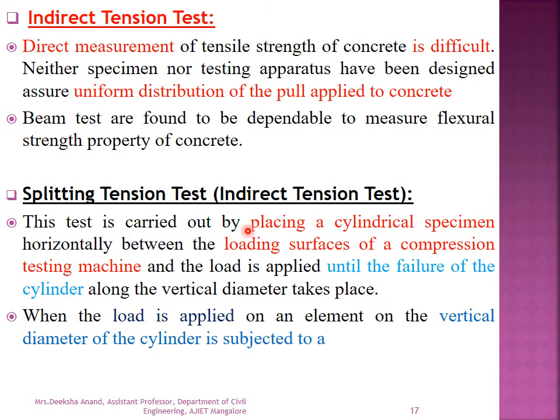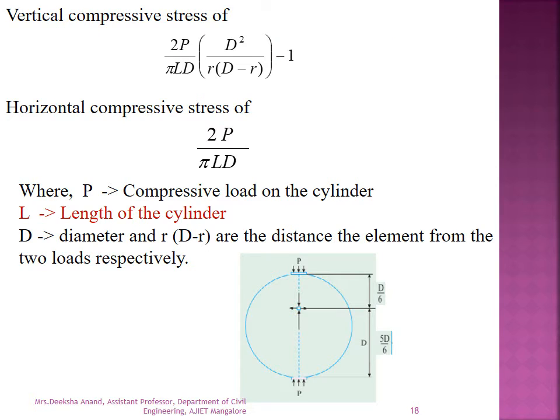So this test is carried out by placing a cylindrical concrete mold horizontally between the loading surfaces of a compression testing machine. We should not keep it vertically, we should keep it horizontally. The load is applied until the failure of the cylinder along the vertical diameter takes place. When the load is applied on the element on the vertical diameter, the cylinder is subjected to a vertical compressive stress of, and we have the formula, 2P divided by pi LD into D square divided by R into D minus R minus 1.